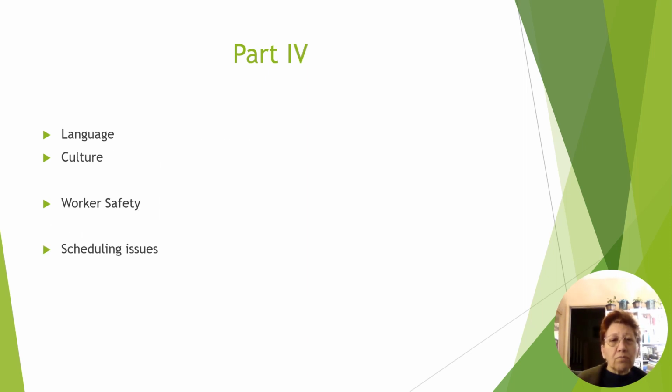We have part 4. I have language, culture, worker safety, and any scheduling issues. Okay, so all of this is very important to talk about. Language could be maybe there's some kind of a language barrier, and on our ACS cell phones, we have a phone number that we can call, the language line, and whatever language the family speaks, you can just call the language line and they can help you with the translations.